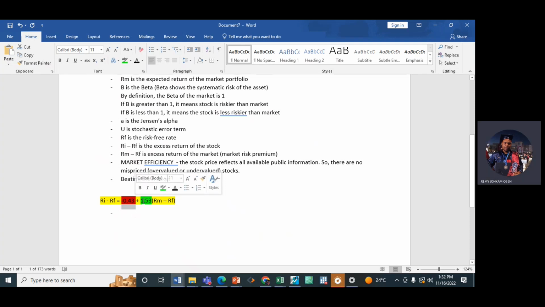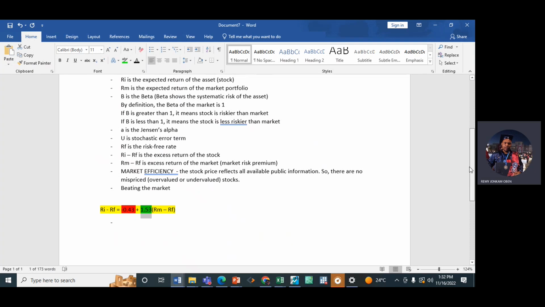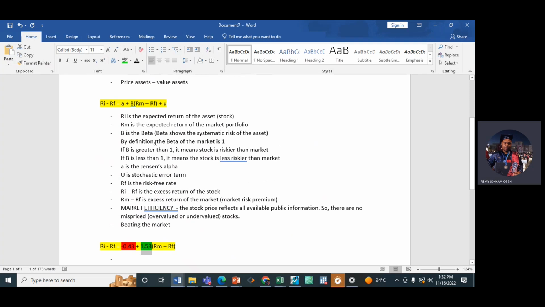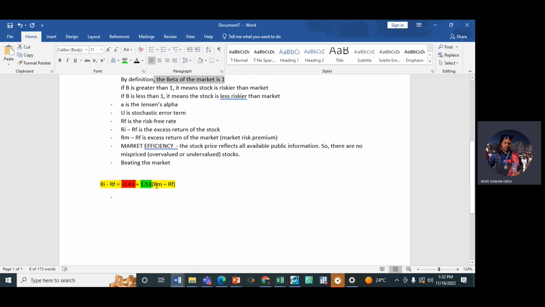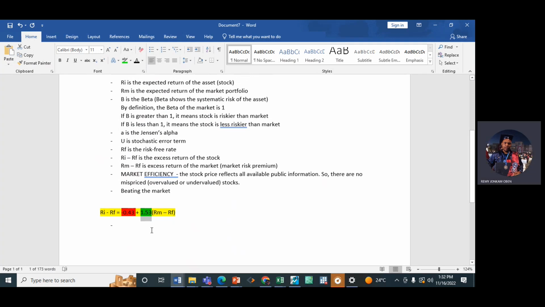Now for the beta, the systematic risk of the stock, it is greater than 1, right? I told you that by definition, the beta of the market is 1, right? So if this beta here is greater than 1, it means the stock is riskier than the market. But if this beta is less than 1, it means the stock is less risky than the market. Of course, we see 1.53 is greater than 1, so it is mathematically different from 1. But we need to check if it is statistically different from 1.